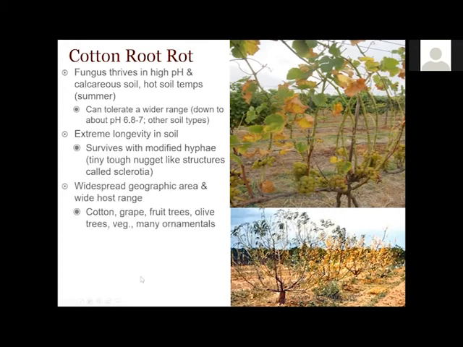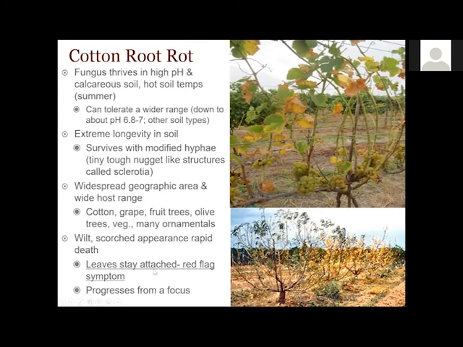It is fairly widespread. It occurs through all the Southwest U.S. and down into Mexico. And it also has a very wide host range. It's over 1,000 plants that it can infect, including cotton and grapes and fruit trees and olive trees, vegetables, many ornamentals. And again, it has a wilted, scorched appearance and rapid death, with the dead leaves staying on after the plant dies.